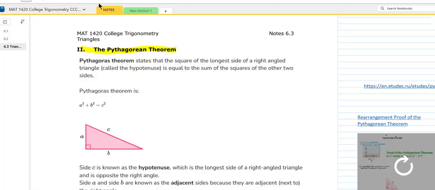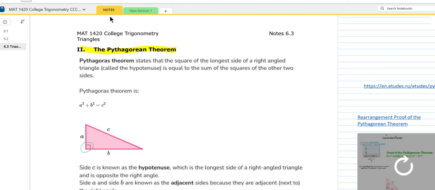In this video, we'll take a look at the Pythagorean Theorem, which is central to trigonometry. We'll be using it all the time. So the Pythagorean Theorem deals with only a right triangle, and the three sides satisfy this relationship: a squared plus b squared is equal to c squared.